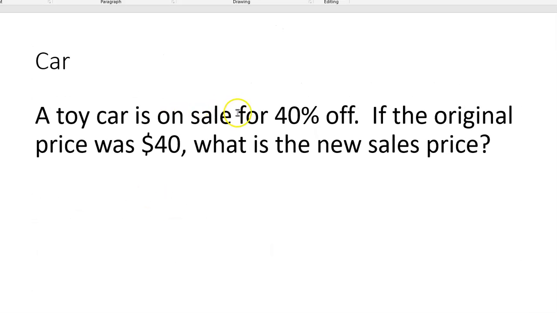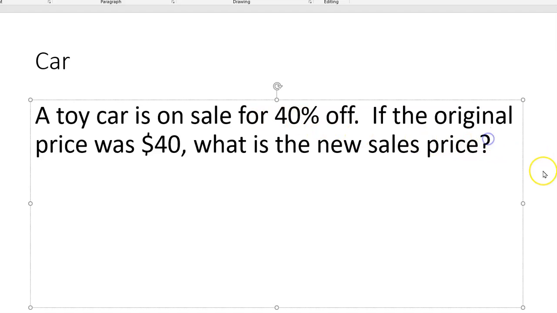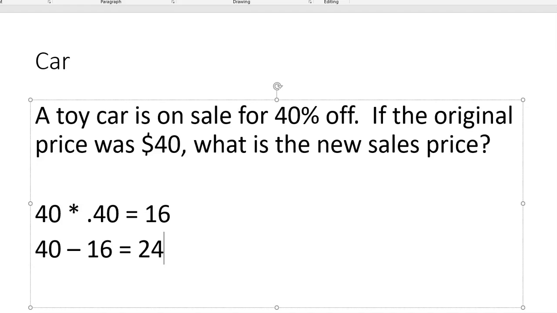Okay. A toy car is on sale for 40% off. If the original price was $40, what is the new price? So we've got 40 times 1, 2, that'd be 0.4. That gives me, type in my calculator, $16. So then we do 40 minus the 16, gives me the $24 is actually the new sale price.